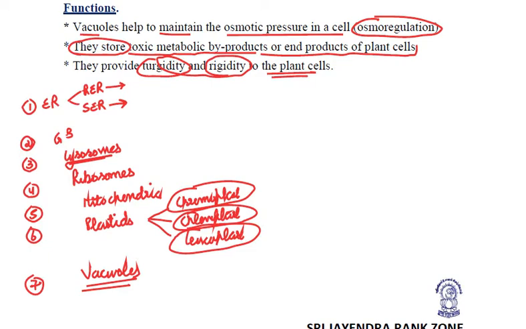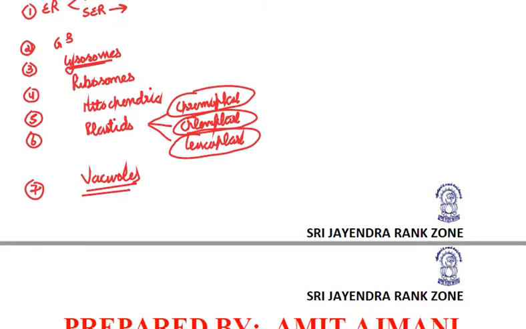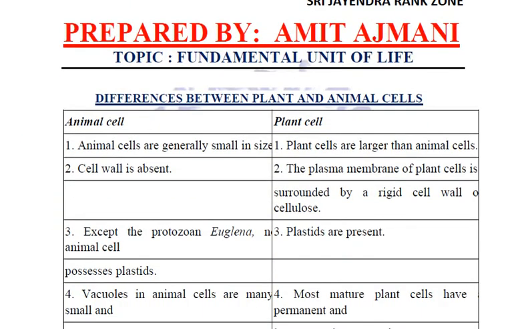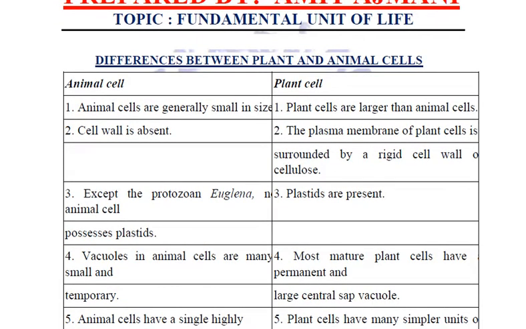Very important functions are storage, providing turgidity and rigidity, and maintaining the osmotic pressure in the cell. Clear to all? These are all the cell organelles. Now, knowing about all the various types of cell organelles and their functions, let us try to differentiate between the animal cell and the plant cell.